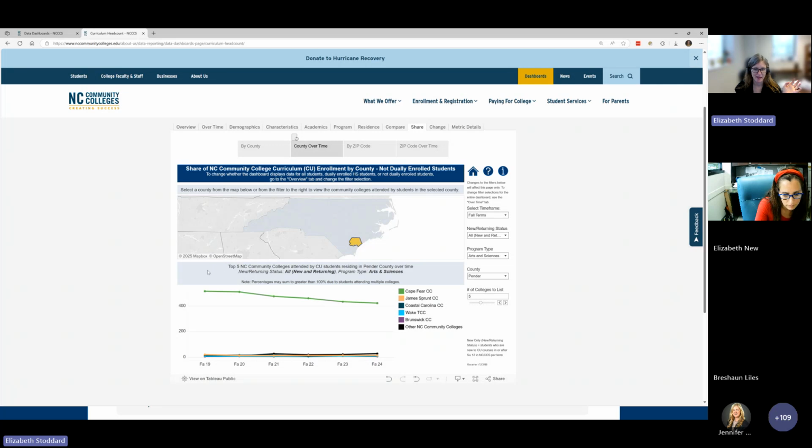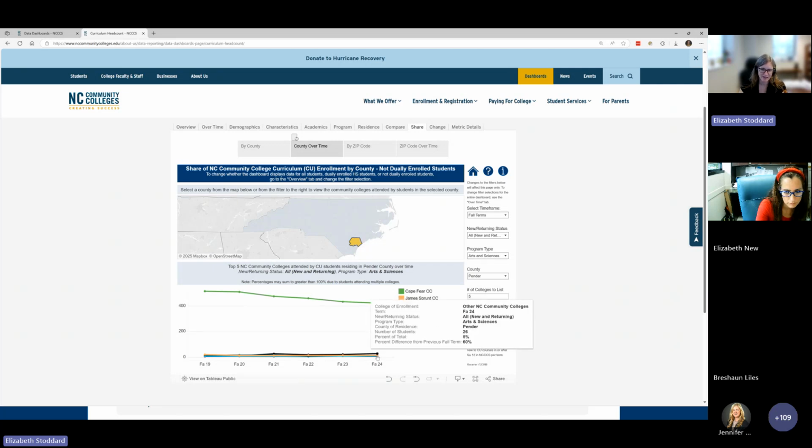This is telling us that over these 6 fall terms here, of all of the community college students enrolled in arts and sciences who live in Pender County, fewer of them, in fall 19, about 90% of them were going to Cape Fear, and in fall 24, about 86% of them were going to Cape Fear. I'm getting those numbers from the tooltip, by the way, that's popping up on the screen here.